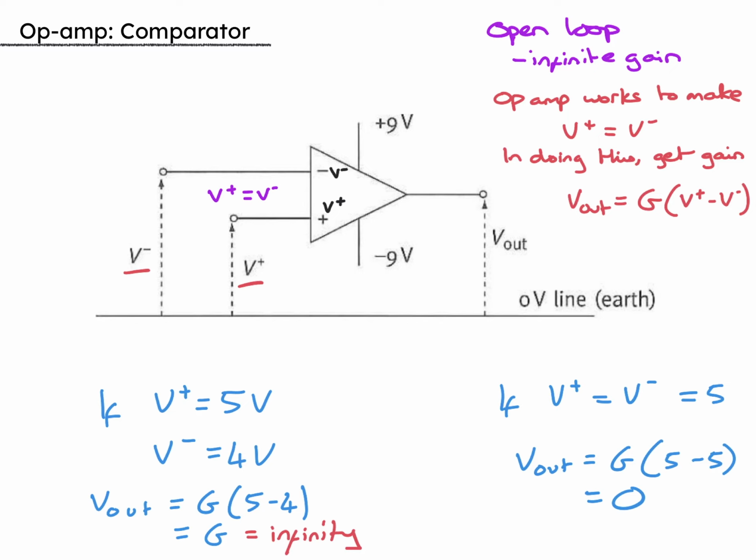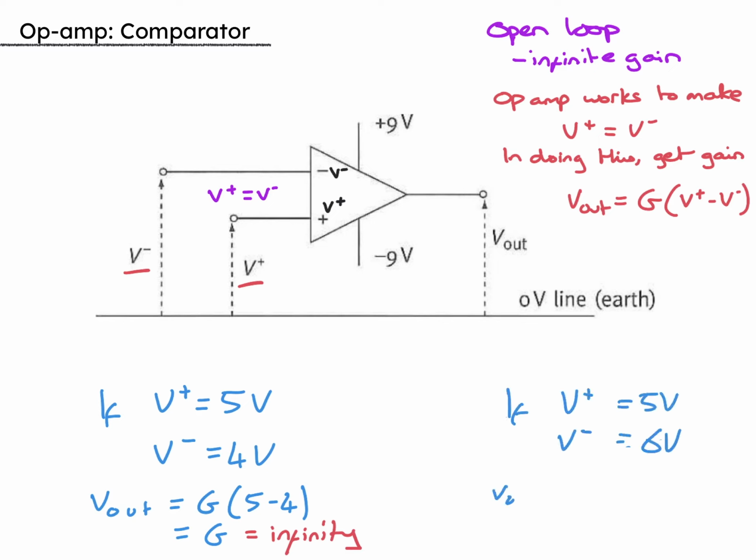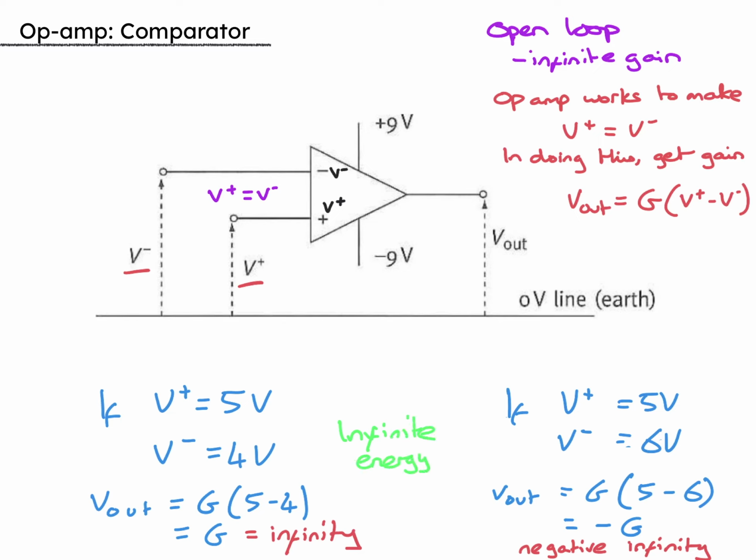Back to that again in a moment. If V plus is 5 volts and V minus is 6 volts, the output will be negative and very large. This is because the difference is 1 volt, V minus is more positive than V plus, and 1 multiplied by infinite gain is infinity. Okay, so infinite output is going to be a problem because it breaks the laws of physics, maybe all of them. So we don't get infinite, obviously.